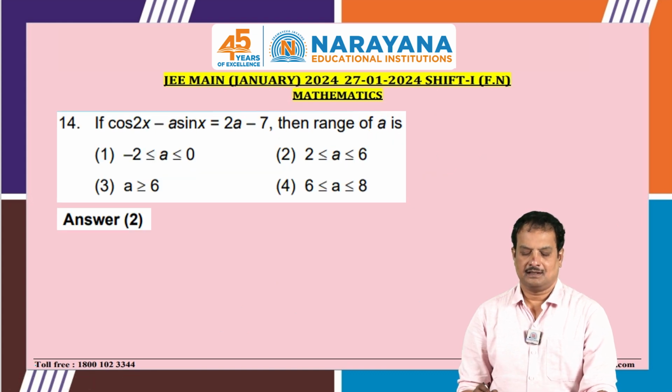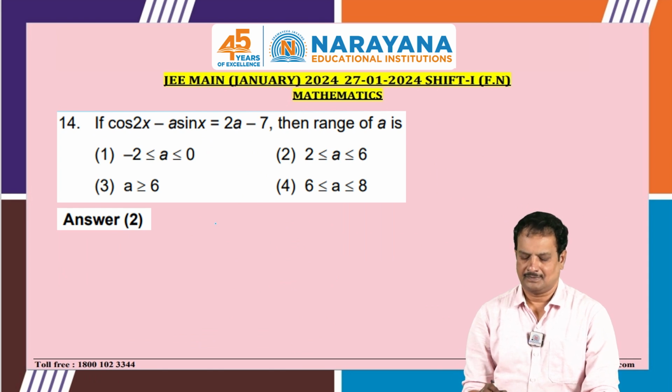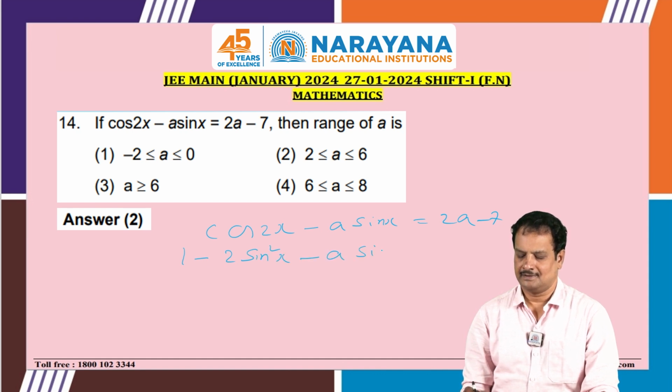So in this case, cos 2x minus a sin x equal to 2a minus 7. What is the range of a? So this is cos 2x minus a sin x equal to 2a minus 7. Okay. So what is the cos 2x formula? 1 minus 2 sin square x you can write, minus a sin x equal to 2a minus 7. Okay. So you can take all the terms to one side. So you'll get a quadratic in sin x there.